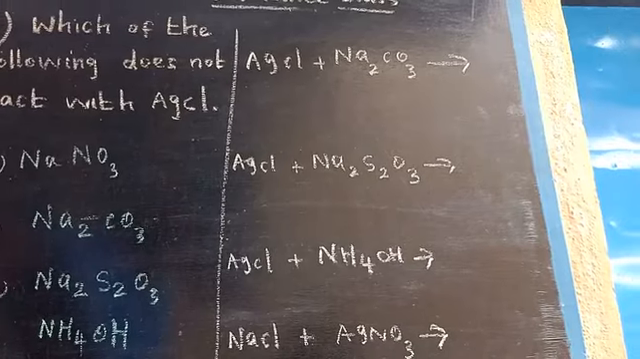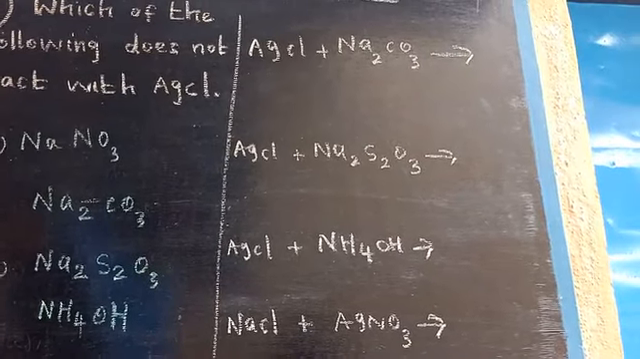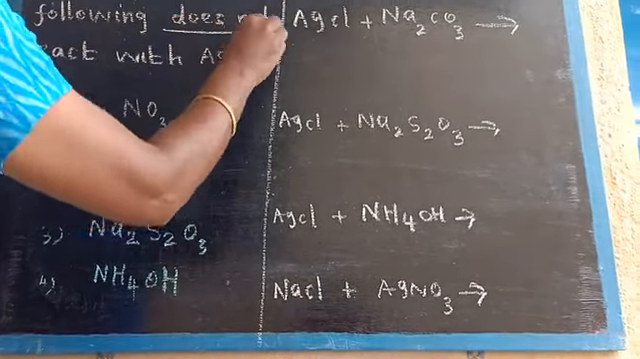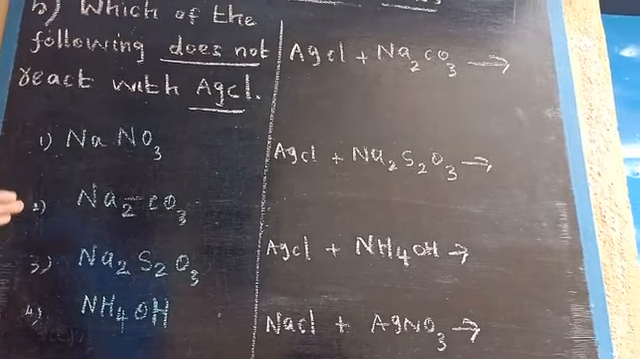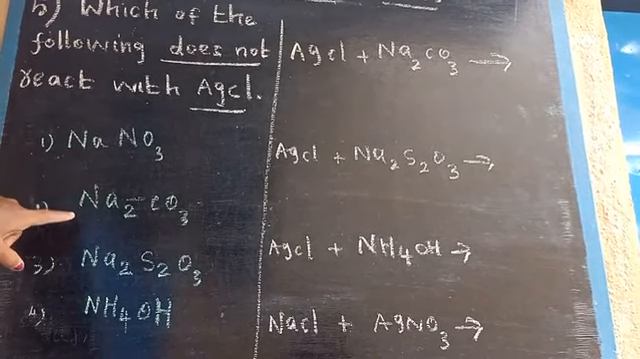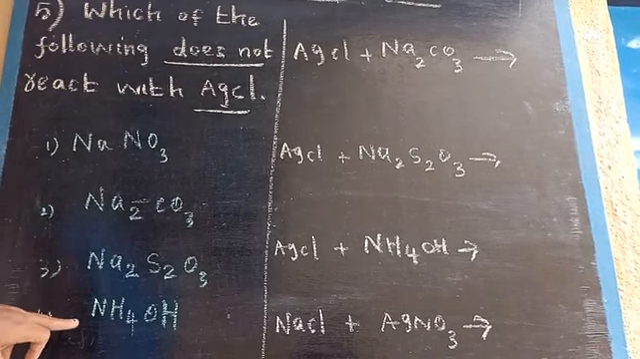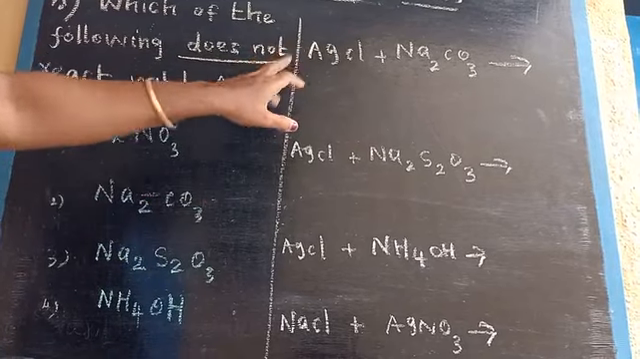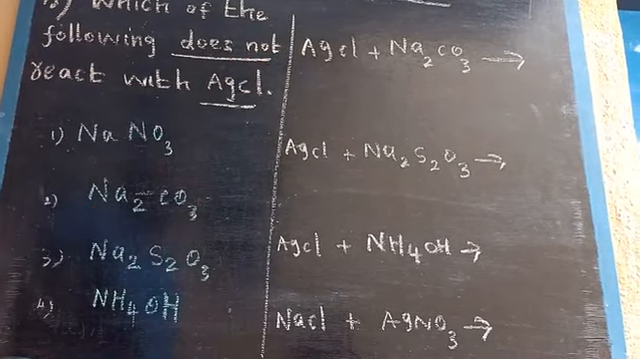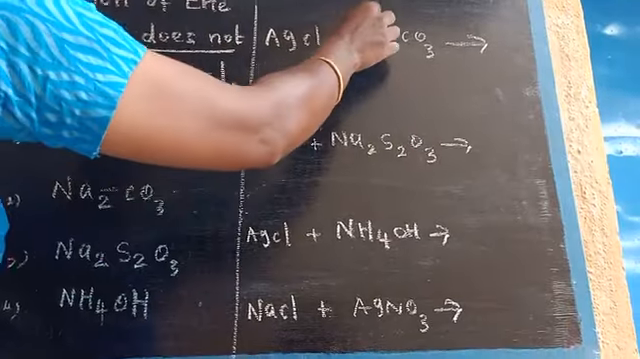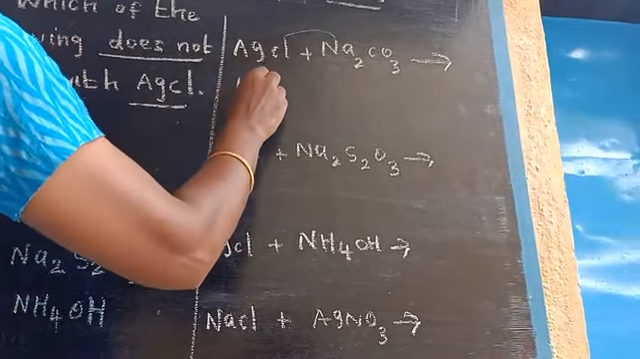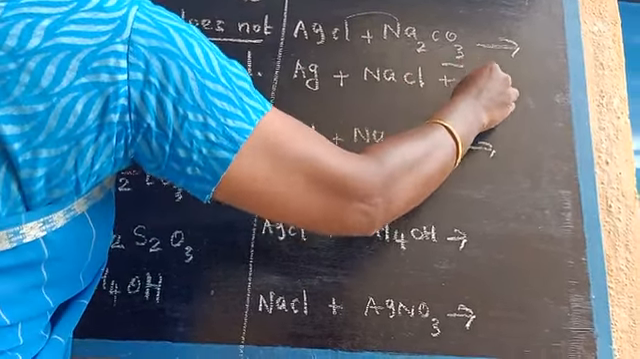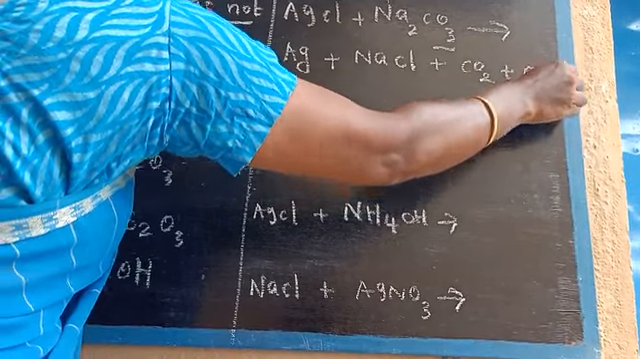0.4%. Next question: which of the following does not react with AgCl, silver chloride? This is a negative type of question. Four options are given: sodium nitrate, sodium carbonate, sodium thiosulphate, ammonium hydroxide. Children, here AgCl reacts with Na2CO3. You know the product: NaCl, and Ag2CO3 on the reactant side gives CO2 plus O2.